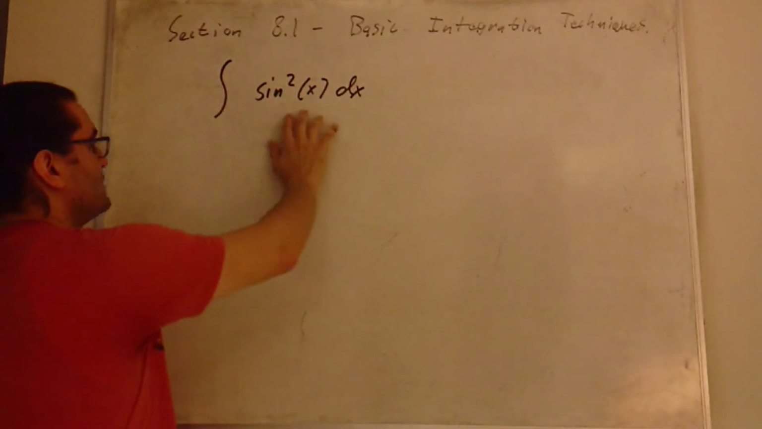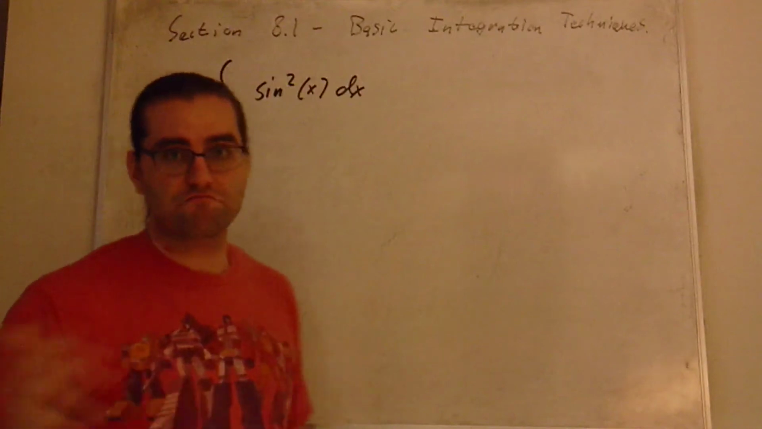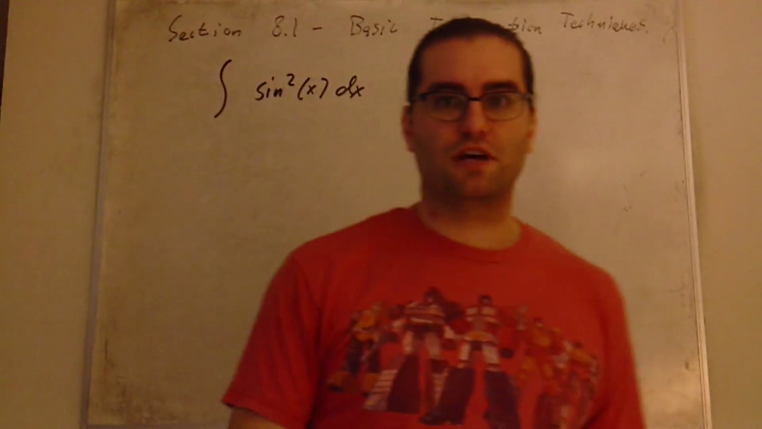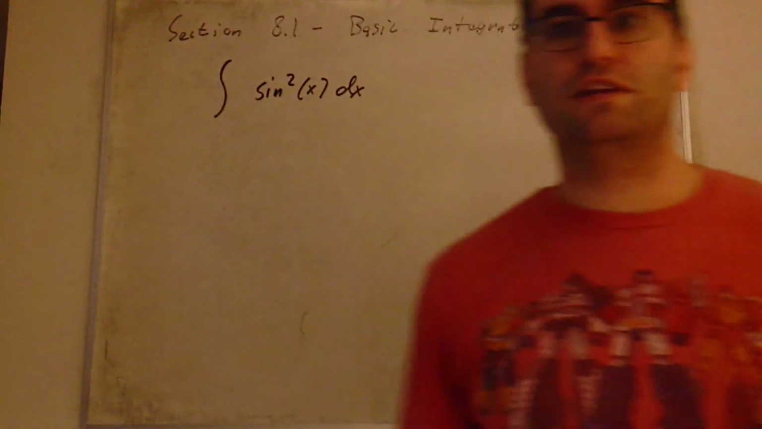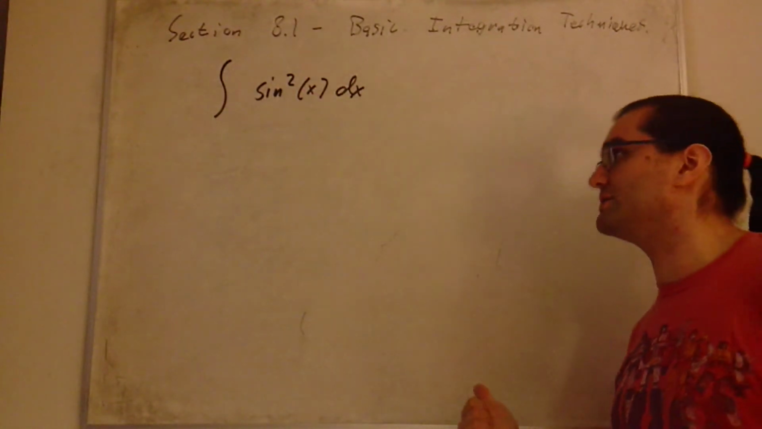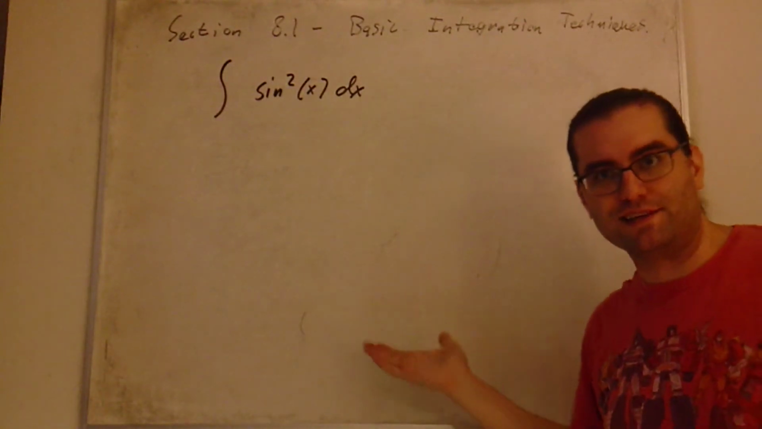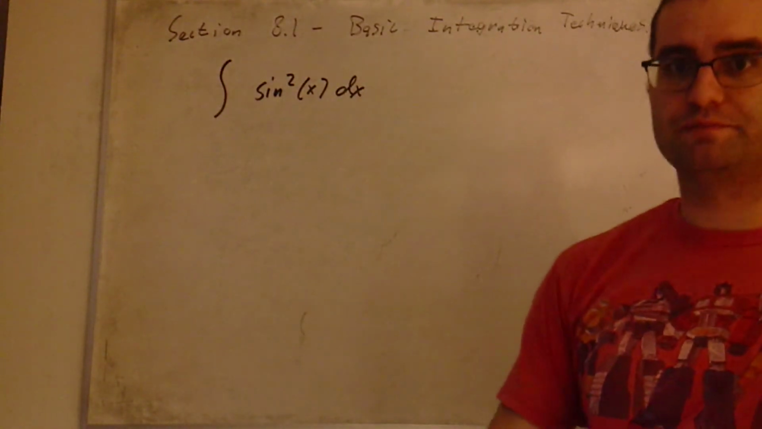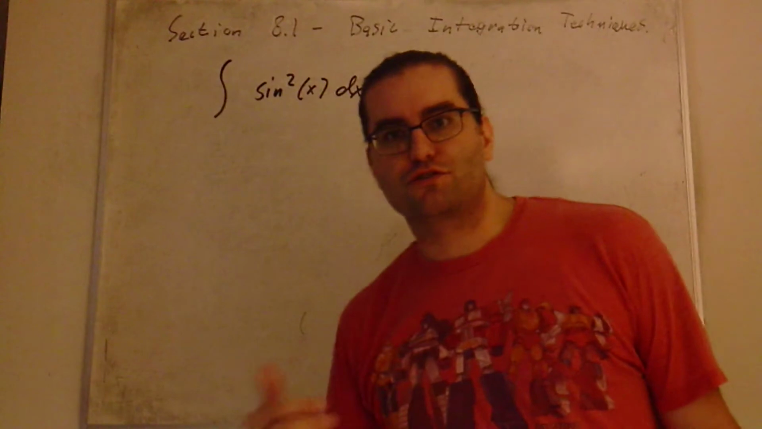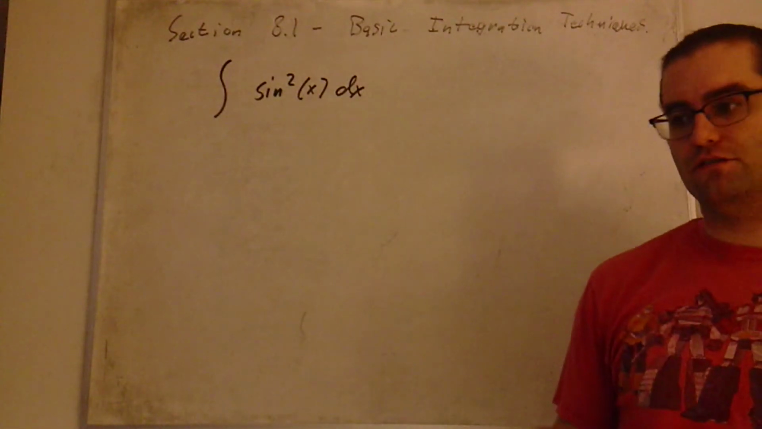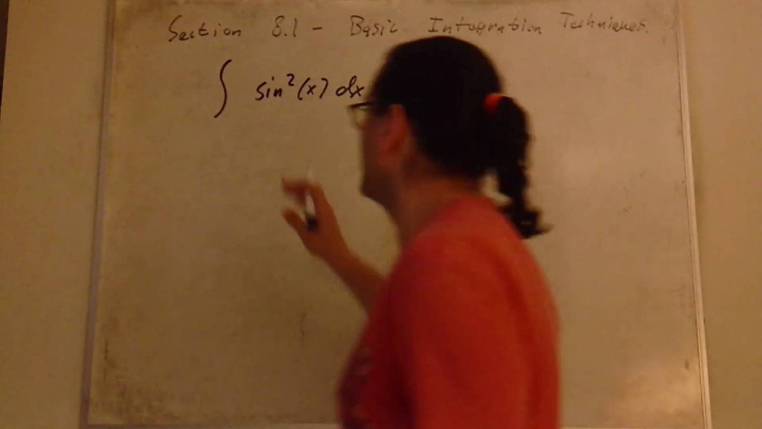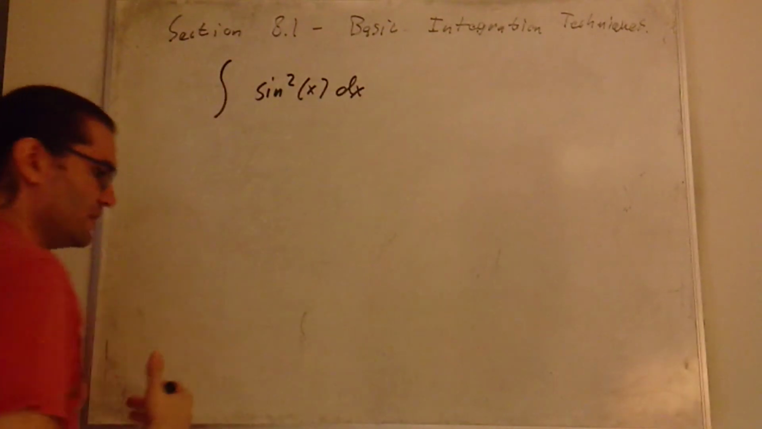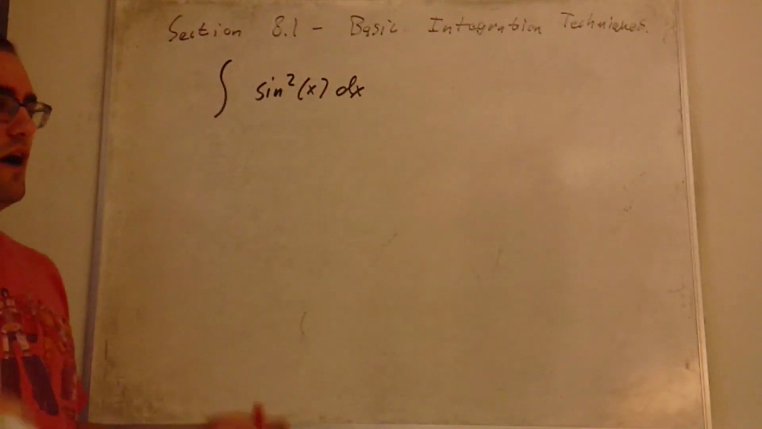If this was sine squared cosine dx, or sine squared x times cosine dx, then we could use integration by substitution to solve this. But that's not what this is. This is a sine squared without the cosine. So to do this, we're going to use a trig identity called the half angle formula, which lets us replace sine squareds or cosine squareds with other things.